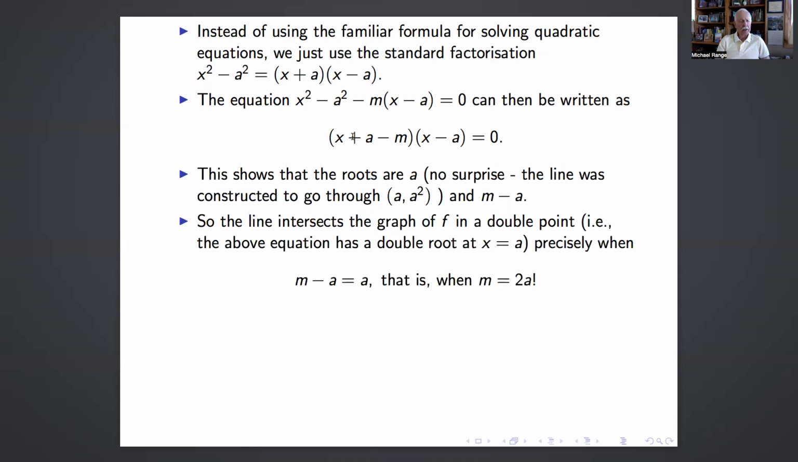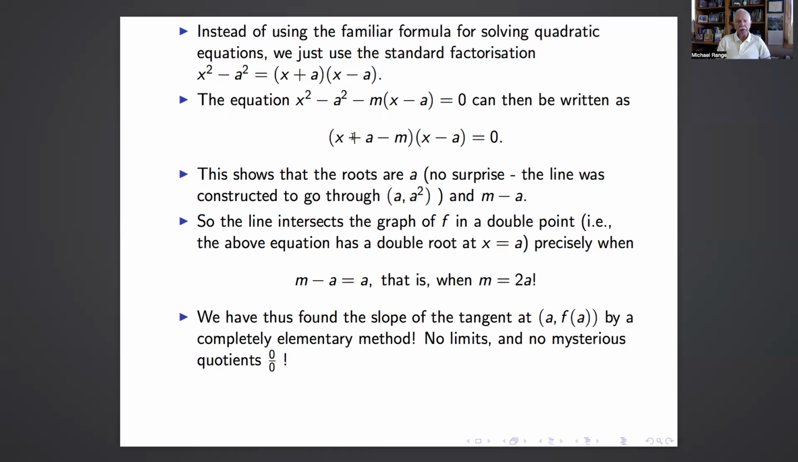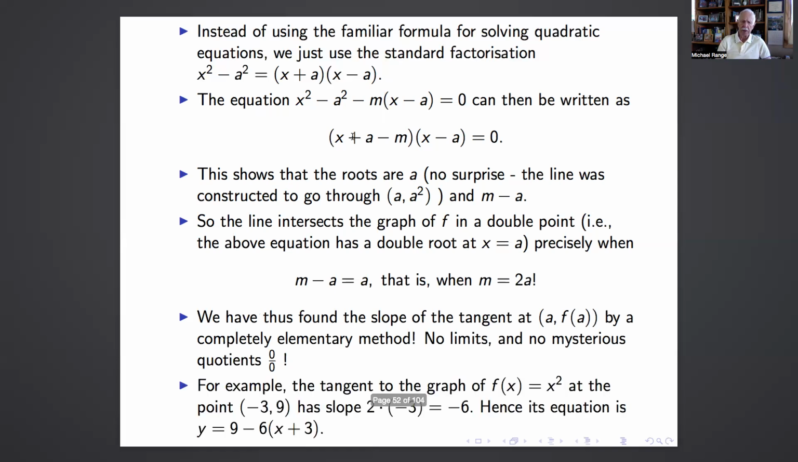So the line will intersect the graph of f in a double point. That is, the above equation has a double root at x equals a, precisely when m minus a equals a. And that means that m has to be equal to 2a. We have thus found the slope of the tangent at this particular point by a completely elementary method. No limits and no mysterious quotients, 0 over 0.